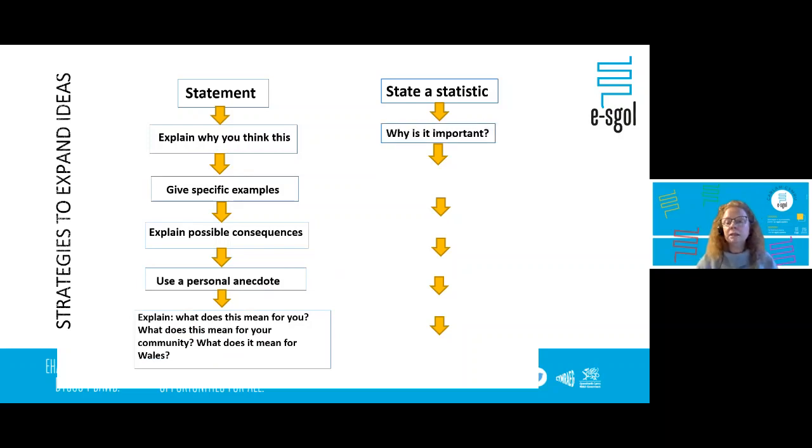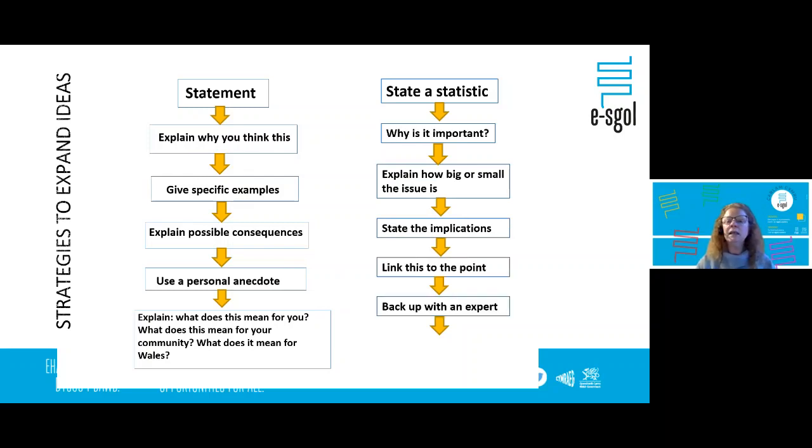You could then state a statistic. That's not an easy thing to say. State a statistic. And then why is that statistic important? Okay, why is it important that 95% of people think this? Or why is it important that 8 out of 10 of your year group have believed this in the past? Explain how big or small it is, state the implications, link it to your point, back it up with an expert. Why not get an expert opinion in it? And then explain how this supports your point of view.